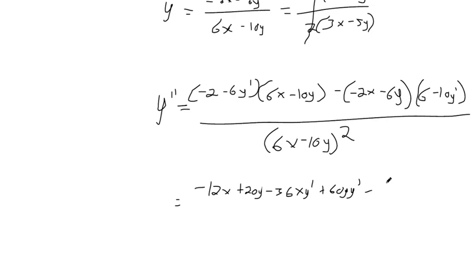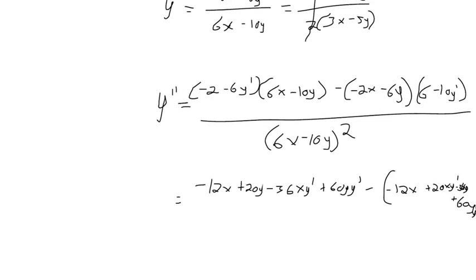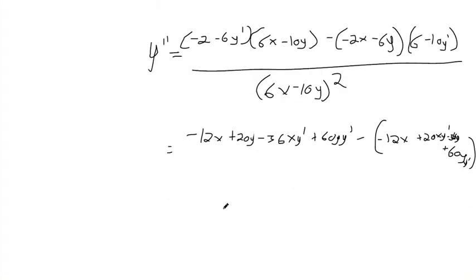Okay, and then here I got a subtraction sign, so I want to protect whatever this multiplication is in parentheses. So it's negative 12x plus 20xy prime minus 36y plus 60y prime. Kind of ran out of room on the whiteboard, but it's all over this denominator.